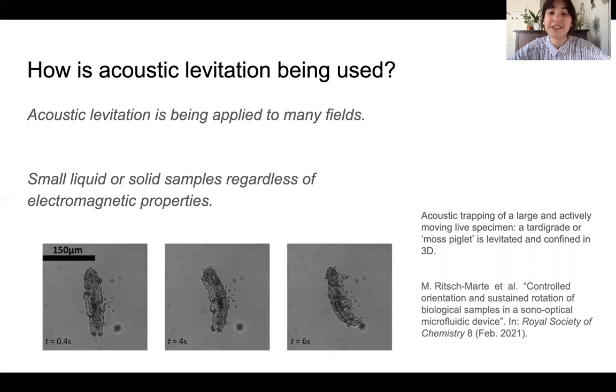Recently, I had the opportunity to attend a webinar by Professor Monica Rich-Marte from the Medical University of Innsbruck, where she discussed the need in biomedical investigations to move, stretch, or mechanically probe a biomedical sample in a non-contact way. Acoustic trapping is being looked into as a means of exerting controlled forces on small objects. The images show the acoustic trapping of one such sample, a large, actively moving, live tardigrade.